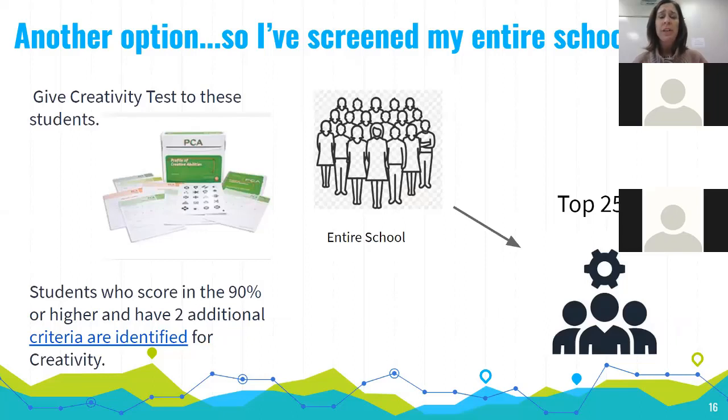Another option that we really like here at the Gifted Office is the PCA. It is available in several sites online, and it's a much more reasonable rate. And so I'll let you look into that as something you really want to test.